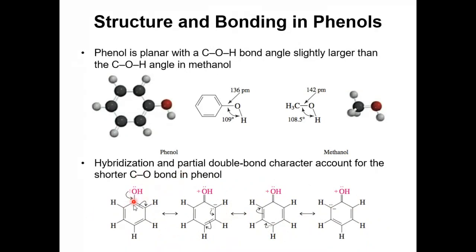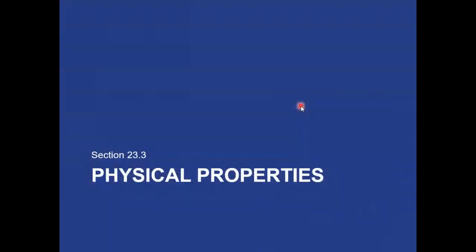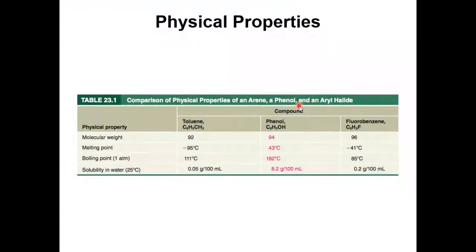So that's why we say the carbon-oxygen bond has some double bond character. That's why it's shorter. Okay? And that's also why you don't see carbon-oxygen bond cleavage in the reactions of phenols, because this bond is stronger than a typical carbon-oxygen bond. You don't really see it break. Okay? Physical properties are what you can expect.